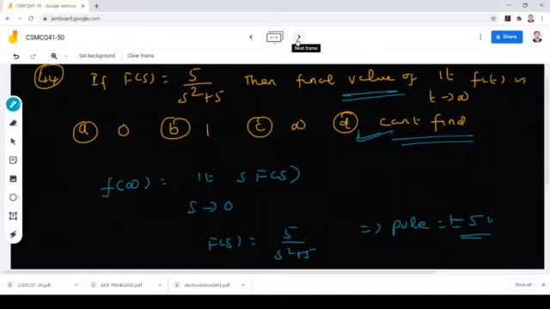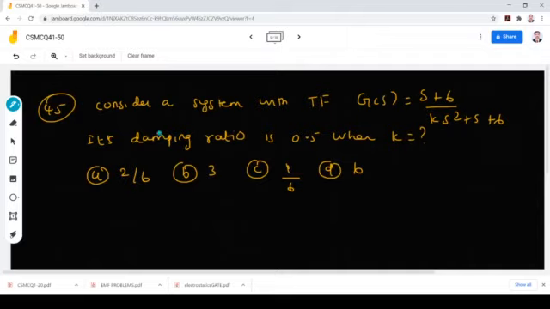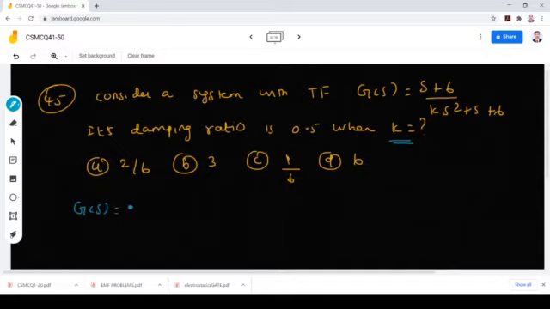And the next question is, consider a system with transfer function G of s equal to s plus 6 divided by k s squared plus s plus 6, right? Its damping ratio is 0.5 when k is equal to what? That is the question. They have given the transfer function and the damping ratio, and they are asking for what value of k the damping ratio will be 0.5.